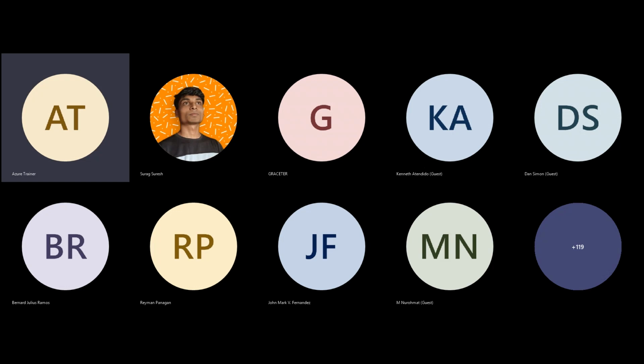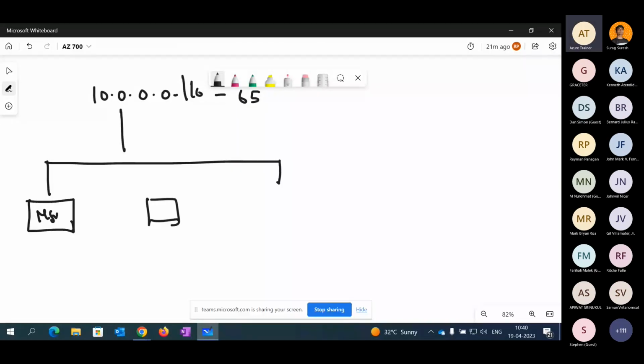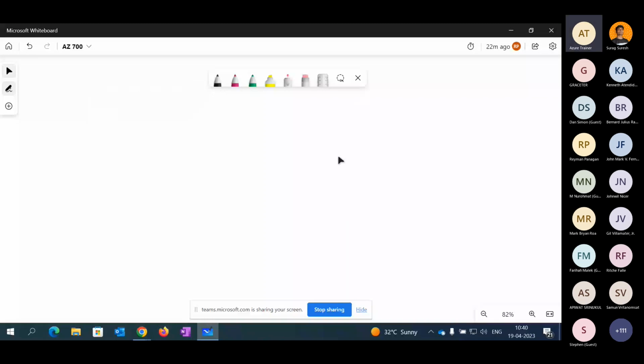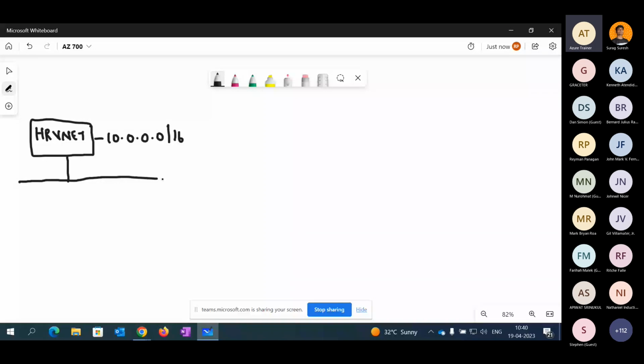Right now we may have noticed you have a VM created. If you go to the properties here, what we have done is we have created a virtual network, and the name you provided is HR Vnet. You may have noticed we have an HR Vnet created. The IP address range you provided is 10.0.0.0/16.